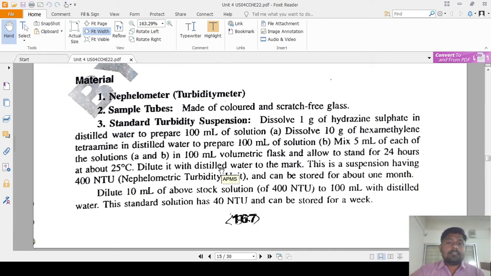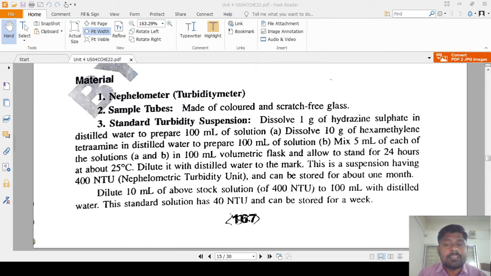Okay, and that is the method. It is called nephelometer, the instrument here, that is the instrumental method. It is nephelometry or it is called turbidimetry. Now, sample tubes are there made of colorless and scratch free glass. Standard turbidity suspension, here the standard solution is prepared, that is the method. You have to remember how the standard solutions are prepared.